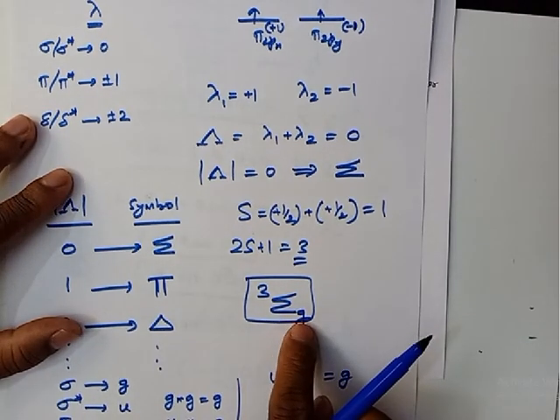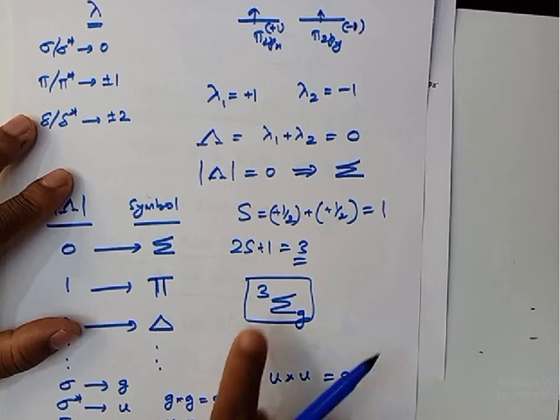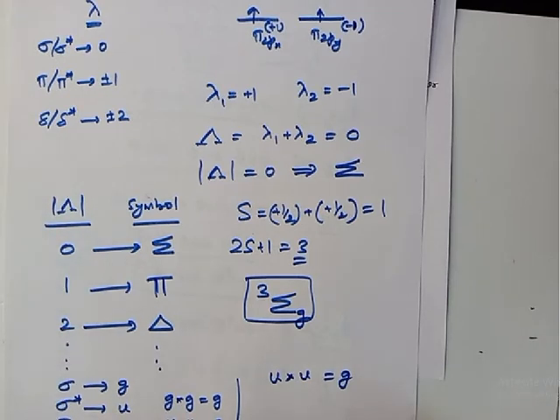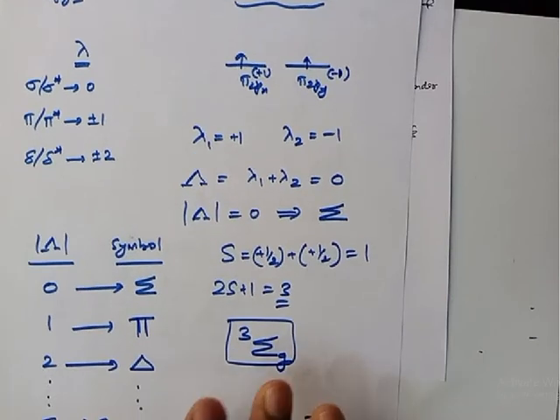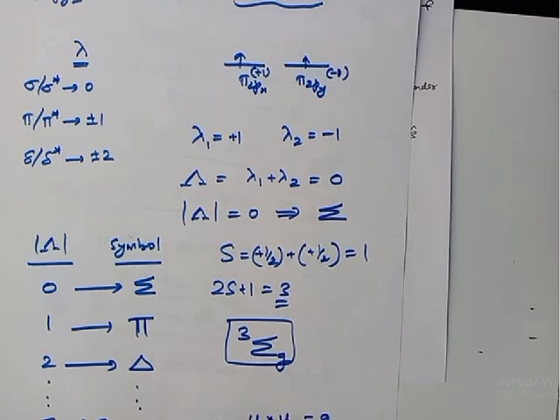Okay, that should be placed in the right hand side bottom, or in the subscript. Okay, you should place it. So triplet sigma g plus. Okay, now whenever a sigma state exists as the ground state, then you must put a plus or minus sign in the right hand side superscript.